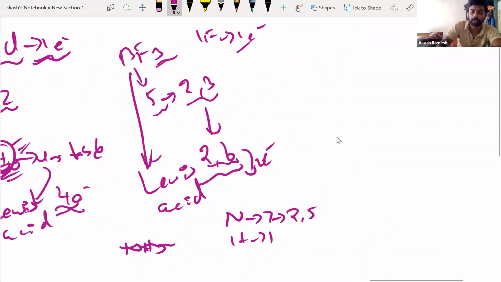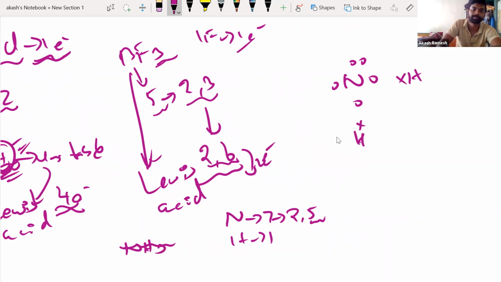So if I want to see how the bonding is formed, you should take only the valence electrons. Nitrogen has 5 valence electrons, the 5 electrons in the last shell, the valence shell. And there are 3 hydrogens, and each hydrogen has 1 electron. Now for hydrogen, duplet needs to be satisfied. I already have one electron, so I just require one more electron to satisfy its duplet.